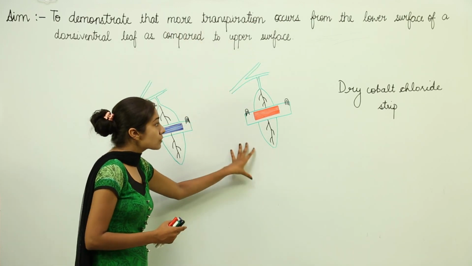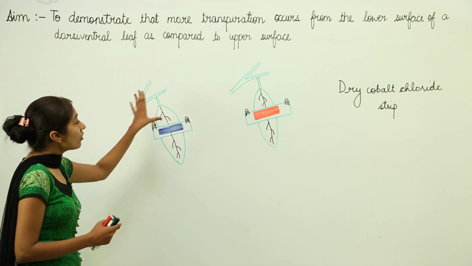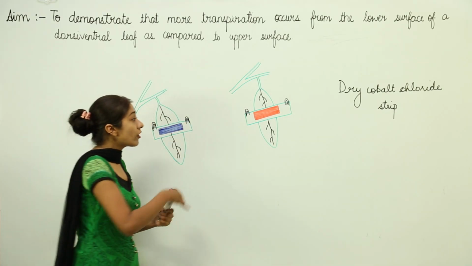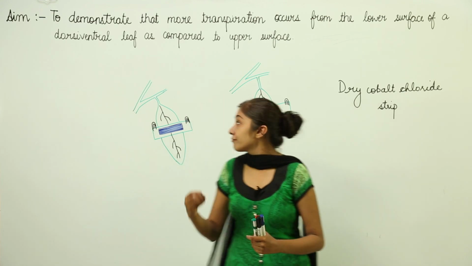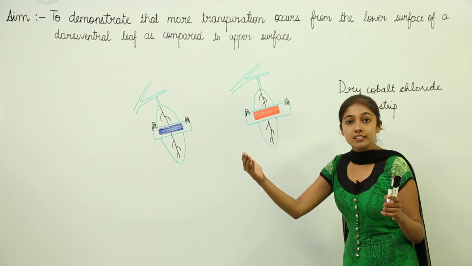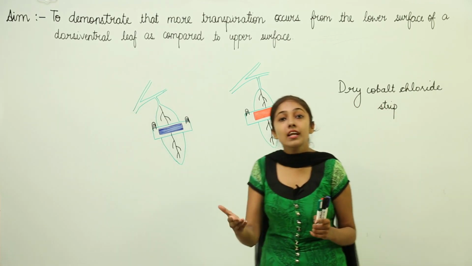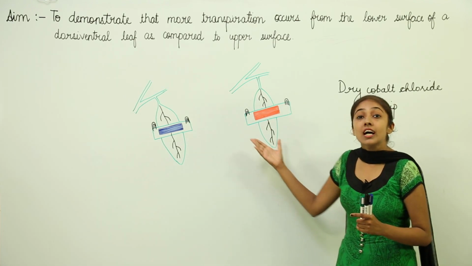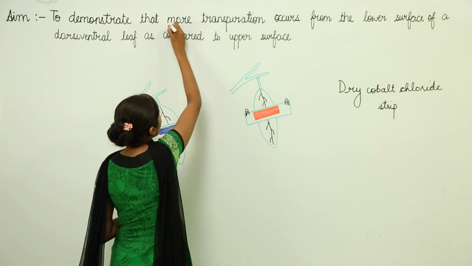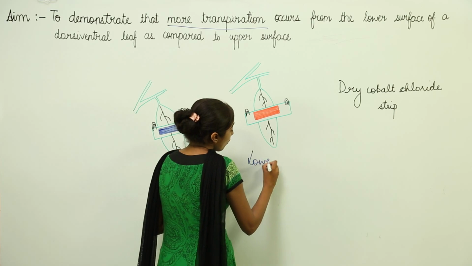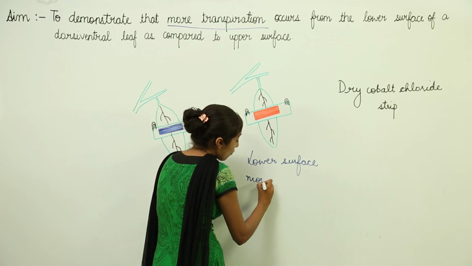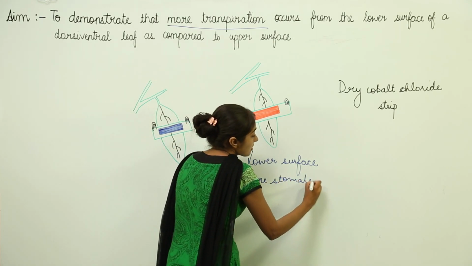So, hence by this experiment we have proved that more transpiration occurs at the lower surface of the leaf as compared to the upper surface of the leaf. And what is the reason for that? Because we have already studied that the stomatal pores by which this transpiration process occurs, by which this loss of water occurs, are more in number on the lower surface of the leaf than on the upper surface of the leaf. So, this experiment proves that there is more transpiration on the lower surface of the leaf. And why is it so? Because there are more stomata on the lower surface of the leaf as compared to the upper surface of the leaf.